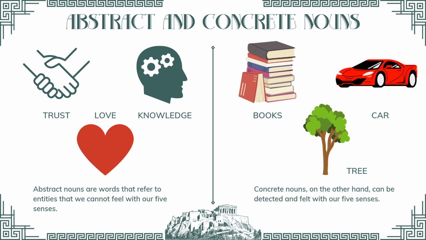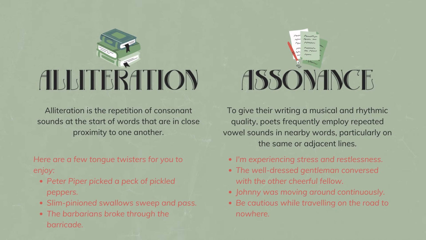Use concrete language. Abstract words can be difficult for readers to visualize and connect with. By using concrete language, you can create a more vivid and relatable experience for your reader. Consider alliteration and assonance. These poetic devices can add musicality and depth to your poem. Alliteration is a repetition of initial sounds, while assonance is a repetition of vowel sounds.